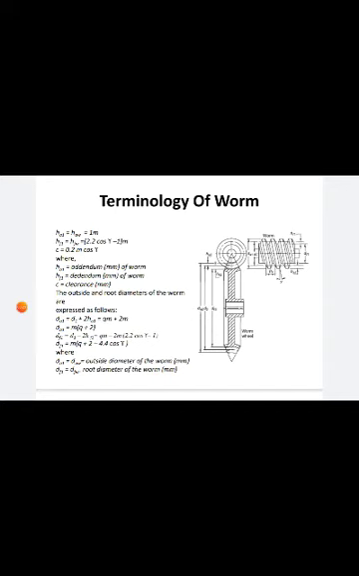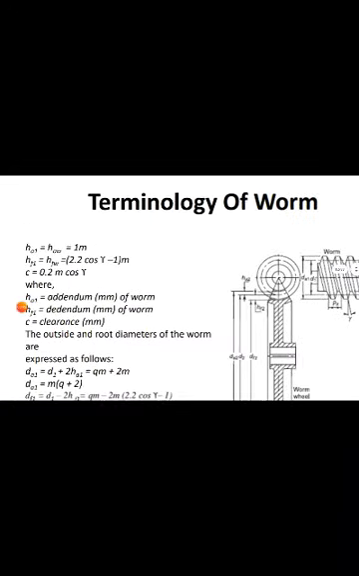Now today we'll start with addendum and dedendum. As you know, addendum indicates the height of tooth above the pitch circle. It is the radial distance between the pitch and the addendum circle. So here addendum is indicated by HA1 or HAW, where 1 and W indicate the worm, a threaded shaft. Some books give it 1 and some books indicate it W. So this addendum of worm is equal to 1 module.